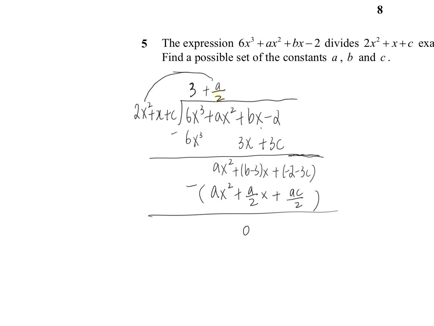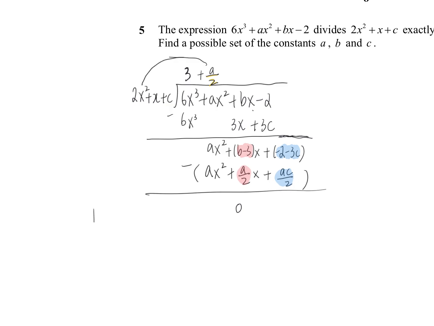So what you know is they must become 0. So what is the thing that you can actually compare from here? These two must be exactly equal, and these two must also be exactly equal to each other. If not, you cannot continue from it. So B minus 3 must be equal to A over 2. So 2B minus 6 is A. Let's call this equation 1.